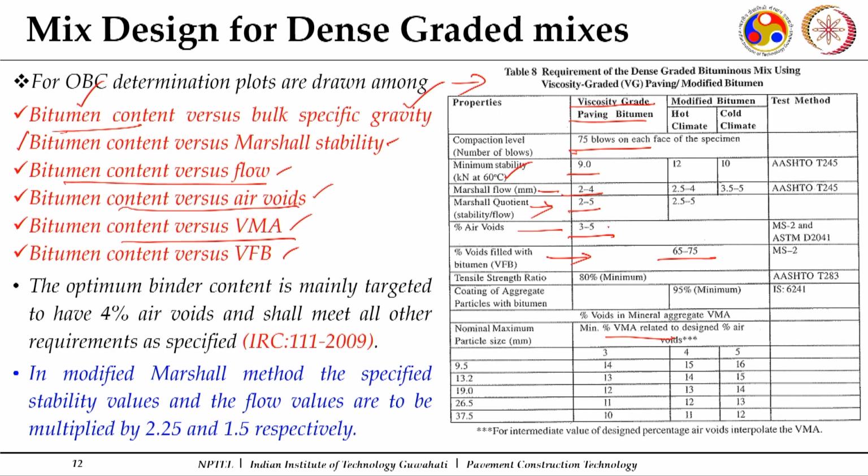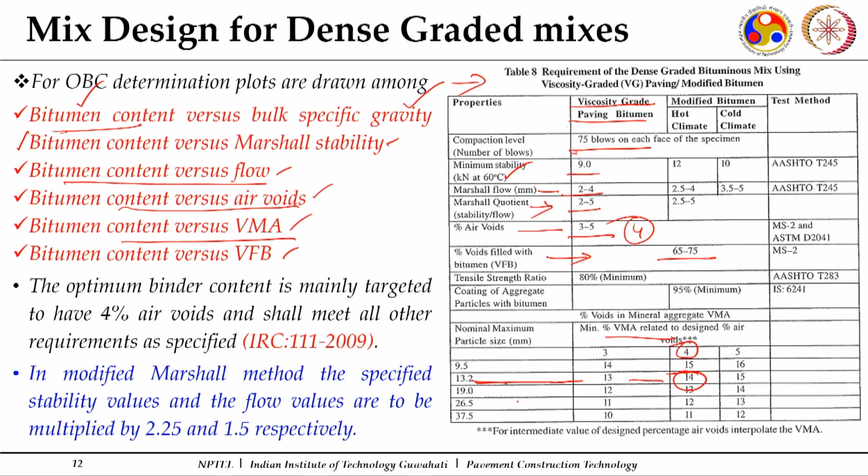Since the air void here is 3 to 5, if my target is 4%, I will look for this 4%, and my mix may be for an NMS of 13.2. So, in that case my minimum VMA requirement will be 14. So, I will do this design considering that.